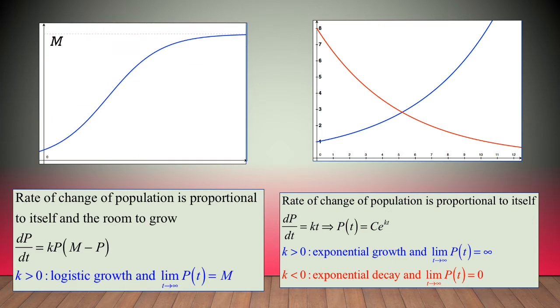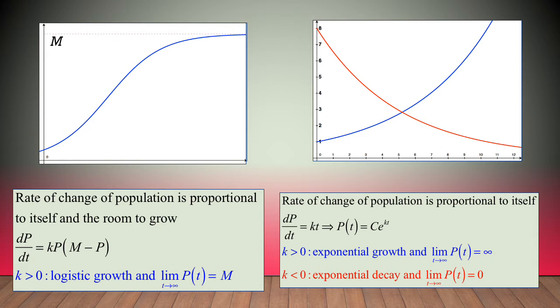Our third growth situation is based upon the rate of change of population being proportional to itself and the room to grow. This is in the form of dP/dt equals kP times M minus P. And this is called logistic growth. We are interested usually in logistic growth where k is a positive number. And this gives logistic growth where the limit of P of t as t approaches infinity is equal to M.